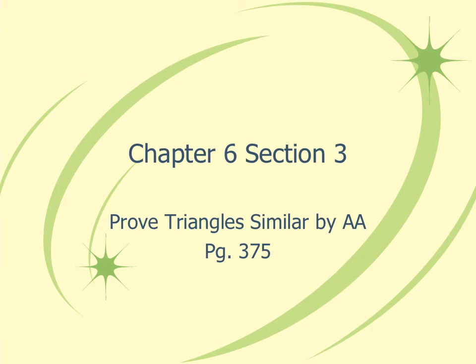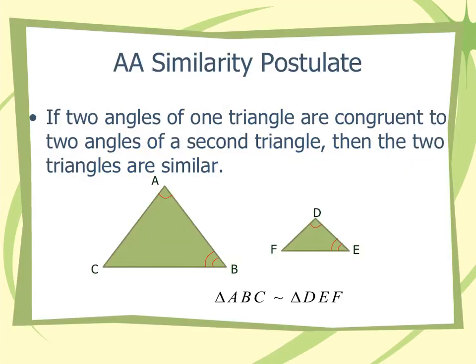Today's the first one. So these are not your side, angle, side, angle, side, hypotenuse, leg, because those were proving that 2 triangles were the same. Now we're saying they're not the same, but they are proportional. And the first way is angle. So the angle similarity postulate says if 2 angles of one triangle are congruent to 2 angles of a second triangle, then the 2 triangles are similar. Again, not congruent, but similar.